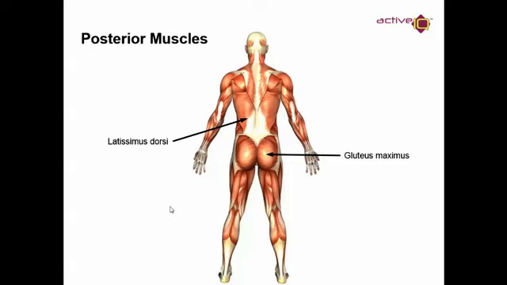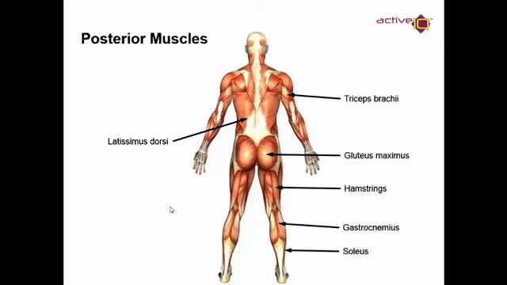Gluteus maximus, or glutes, that's our backside. Hamstrings, back of the thigh. Gastrocnemius is our calf muscle. Soleus is just down near the Achilles tendon. Triceps brachii, that's our triceps, which are at the back of the arm.